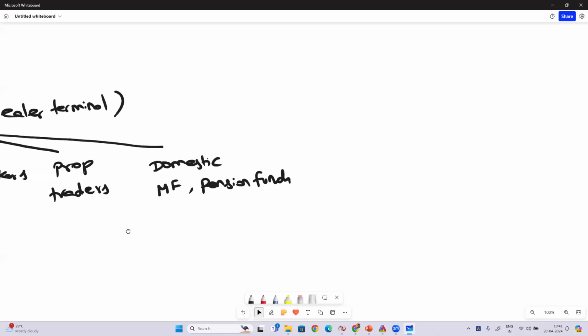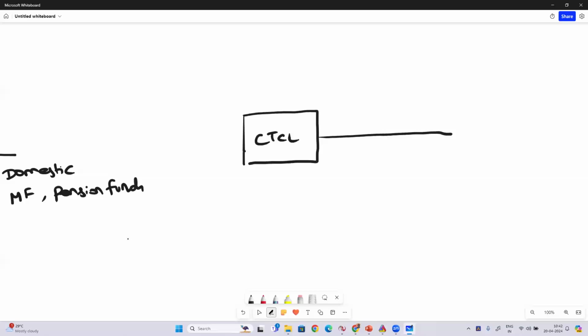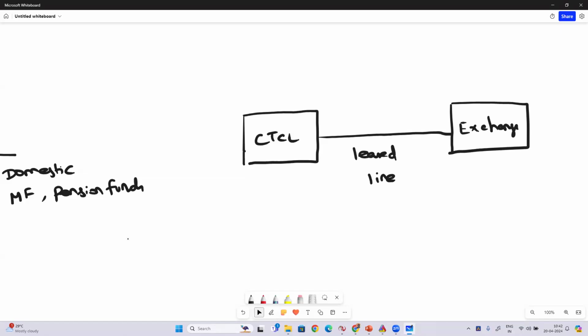This is kind of a direct connectivity with the exchange, a little bit of a faster route, because it doesn't go through the regular internet. So let's say I'm having a CTCL terminal. The CTCL will be directly connected through a leased line, kind of the fastest route, directly to the exchange. So definitely it'll be the fastest.